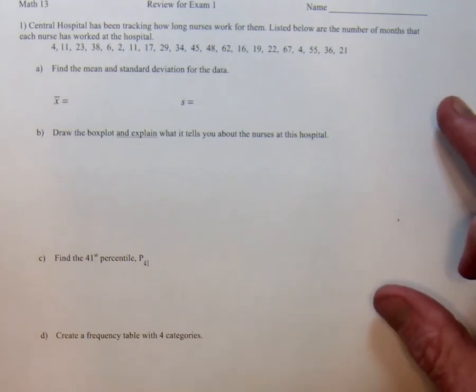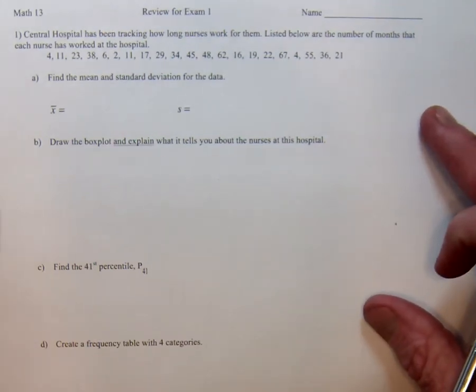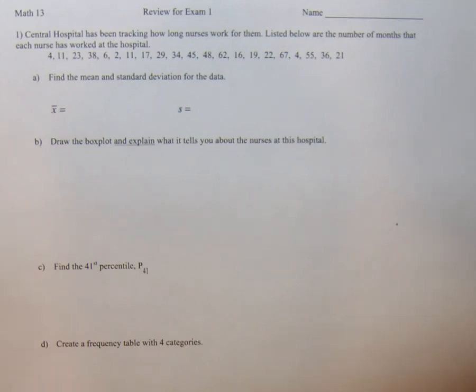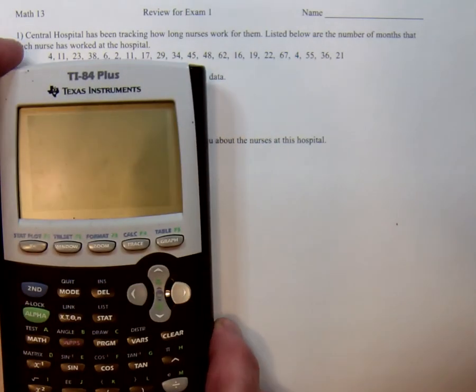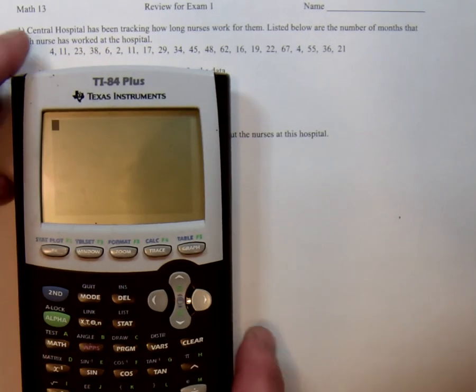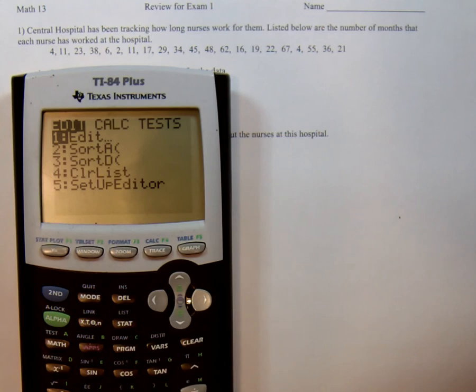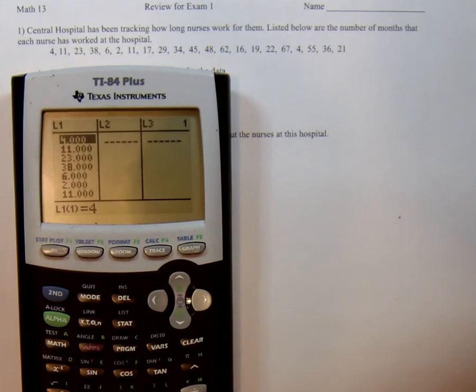So exam 1 will cover chapters 1 through 5, and here's a practice exam. So here's the information, the amount of months that nurses have been working at this particular hospital. We'll use the graphing calculator to find the mean and standard deviation. So go to Stat, and then Edit, and type the numbers in the list.